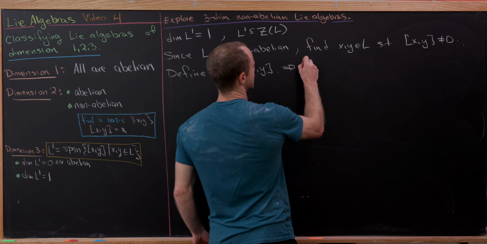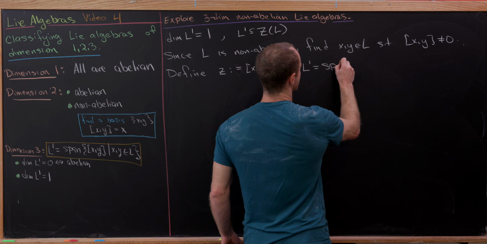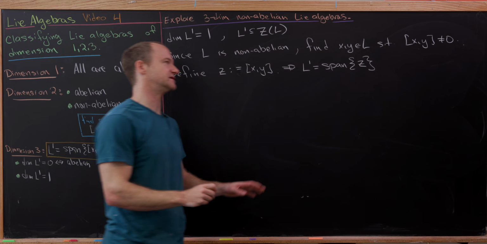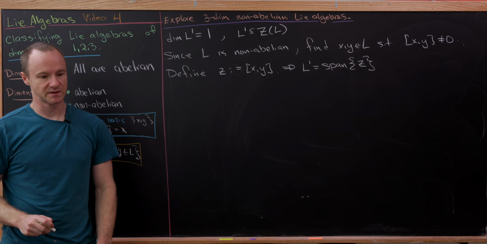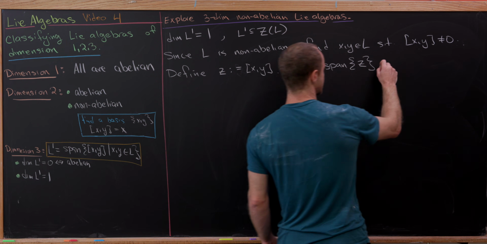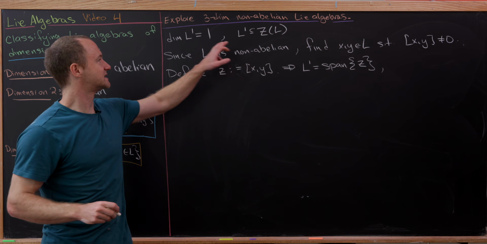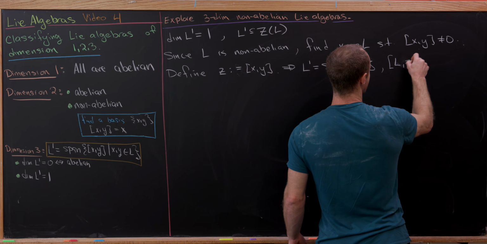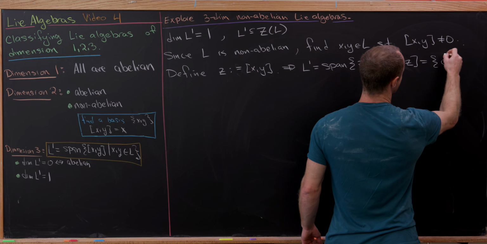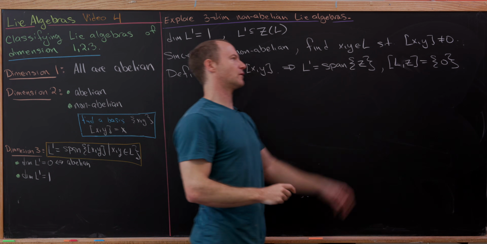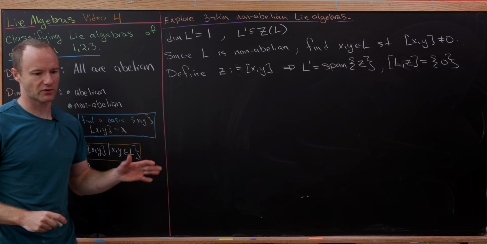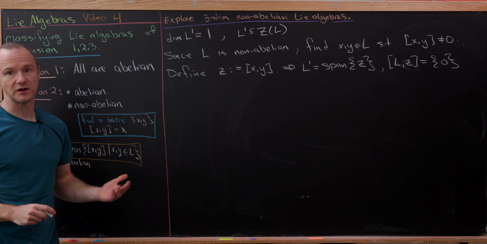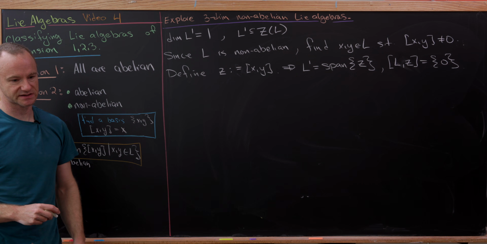So let's write that down. We have L prime is equal to the span of this vector z, and in fact, z is a basis. Let's also notice that L prime is contained in the center. If we bracket anything from L with z, we get 0. So we could do that set-wise as follows: bracket L with z is equal to the trivial vector space, the 0 vector space.